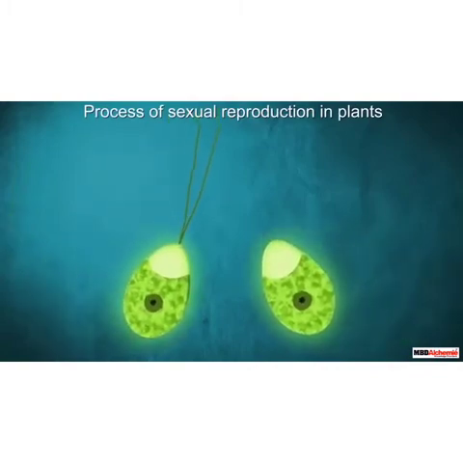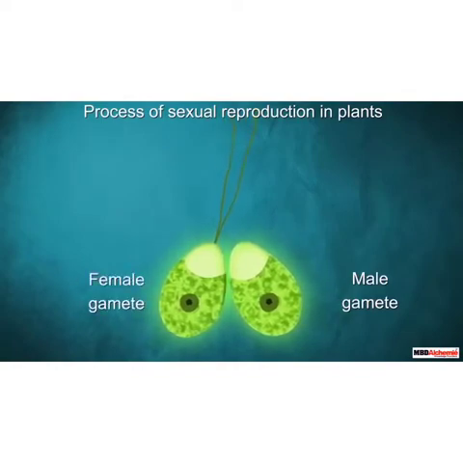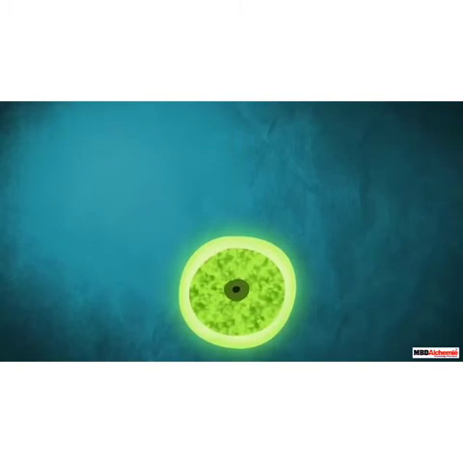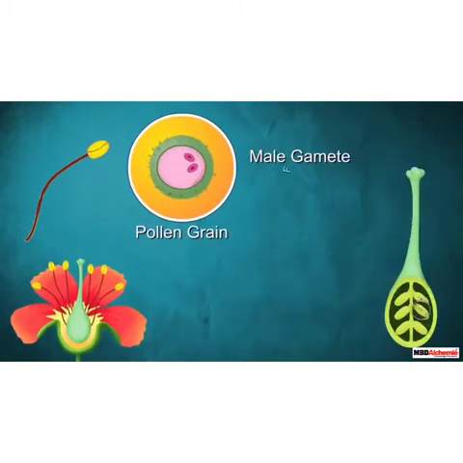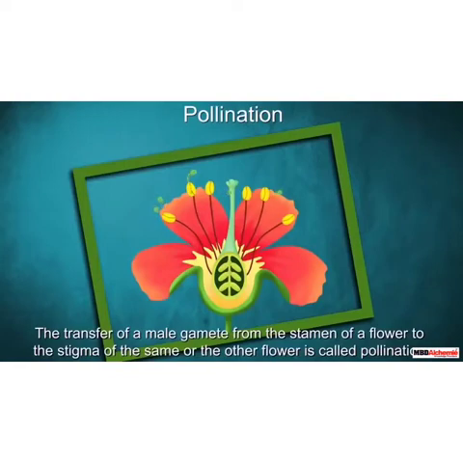During the process of sexual reproduction in plants, male and female gametes fuse with each other, forming a single cell structure called the zygote. The pollen grain has the male gamete and the ovule has the female gamete. This process cannot be possible without pollination.